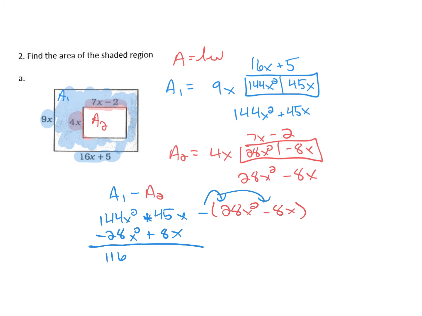So what do we come up with? 116x squared plus 53x would be the area of that shaded region.